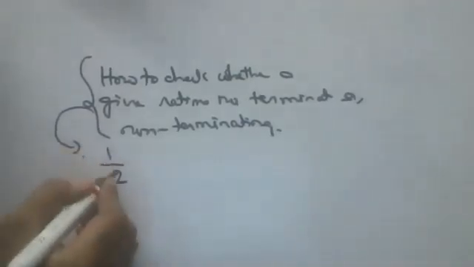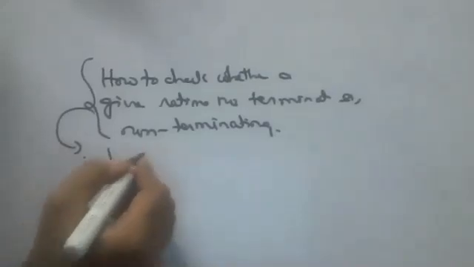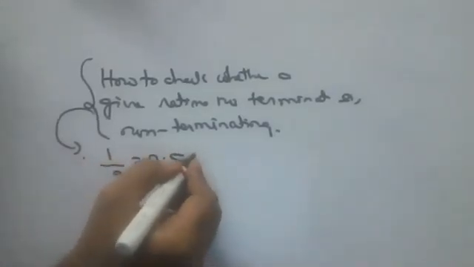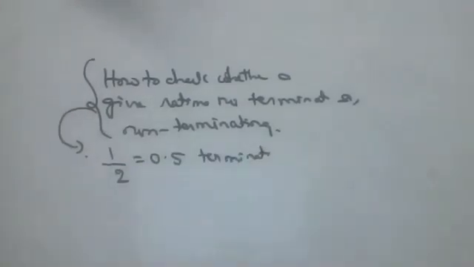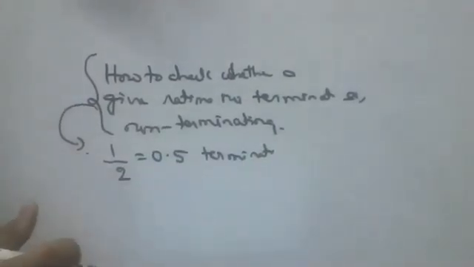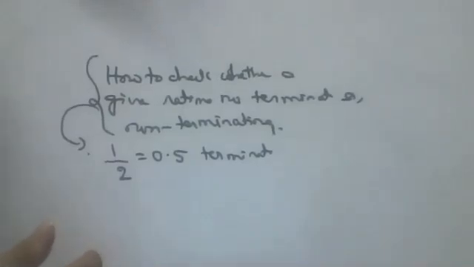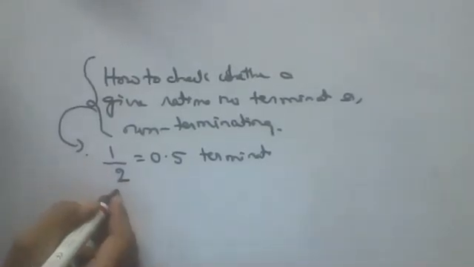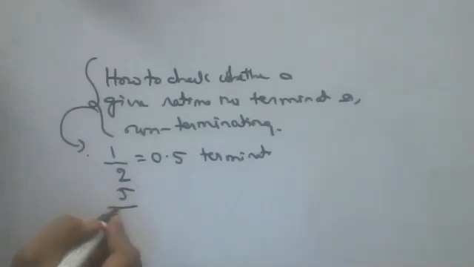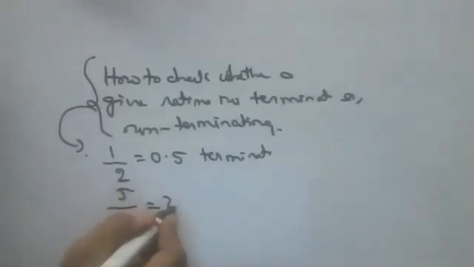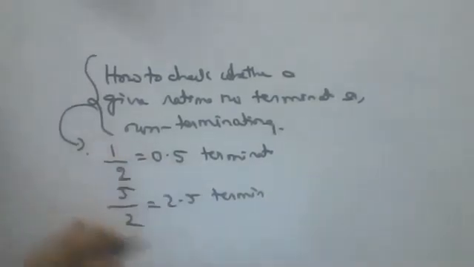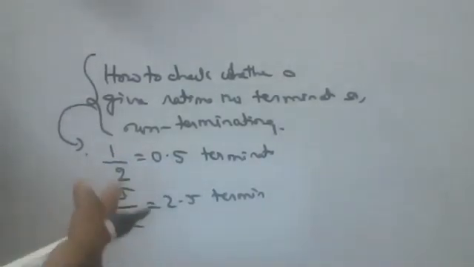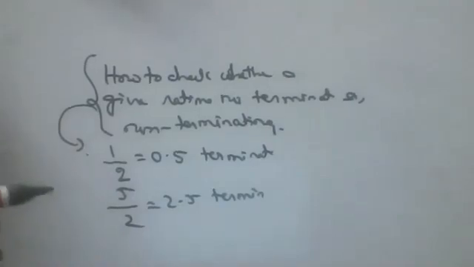When I divide 1 by 2, it is a small number, so you can divide and get 0.5. Yes, it is terminating. Easily we can know it is terminating because with small numbers you can directly do it. Suppose 5 by 2 is there. It is also 2.5. Yes, it is terminating. But sometimes big numbers will come. When big numbers come, how to say whether a given number is terminating or non-terminating?